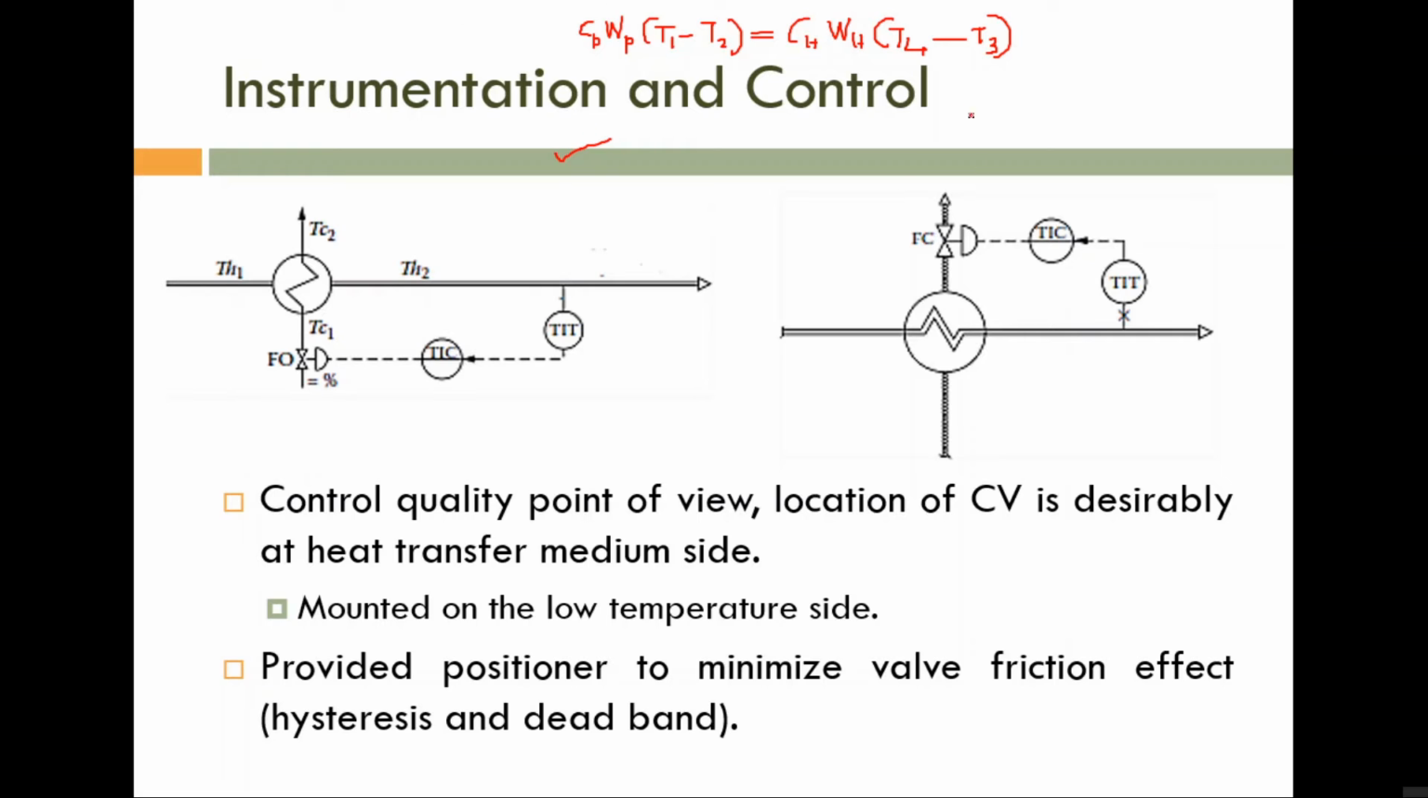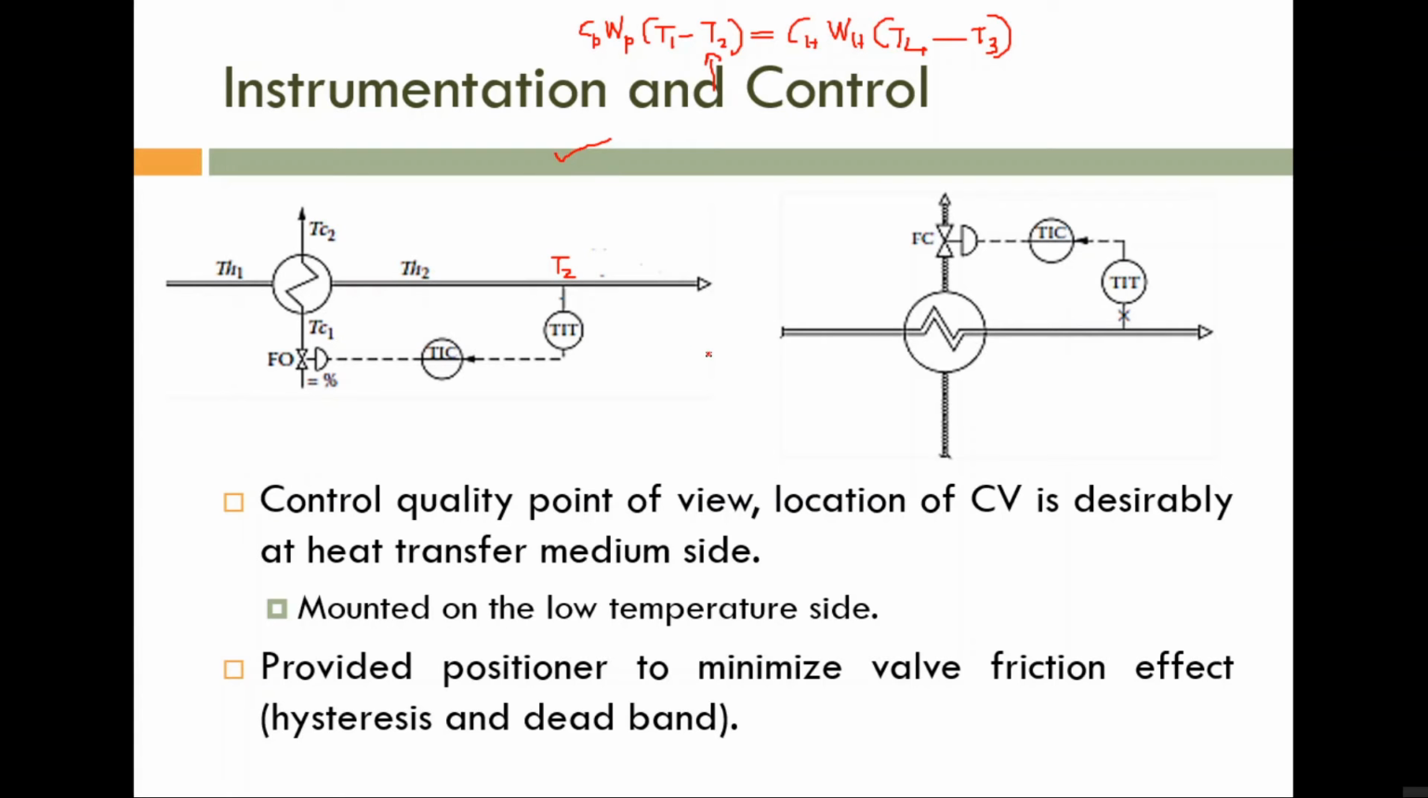Out of these 6 process variables, we are controlling one variable, that is T2. We are controlling this T2, which means we need to maintain T2 at a particular point. That is why we are measuring this temperature T2.